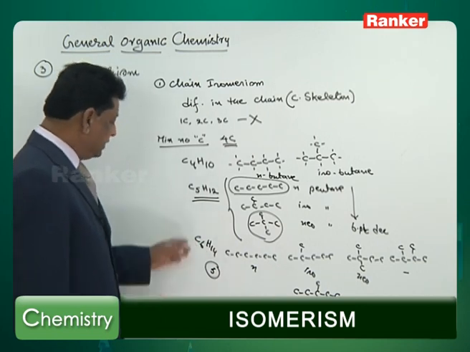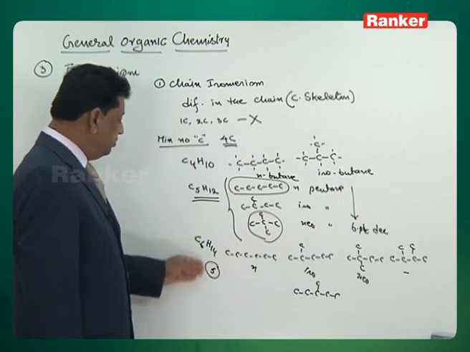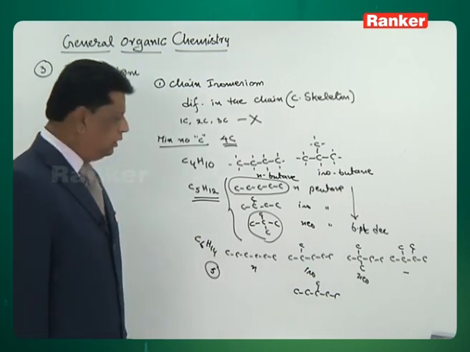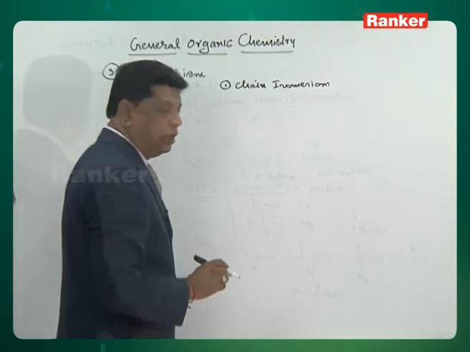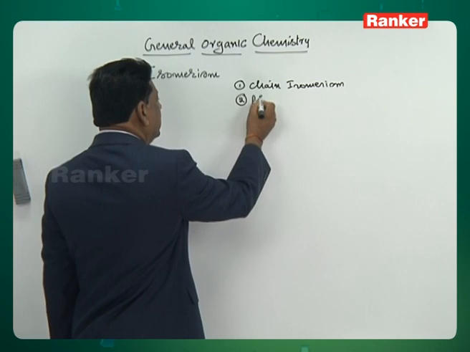A direct question may be asked. How many structural isomers, how many chain isomers are possible for the C6H14? Answer is 5. Now let us take the second isomerism, that is positional isomerism.